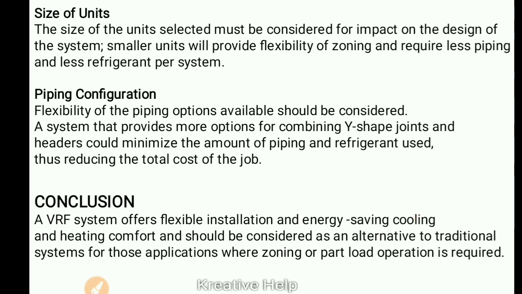The size of the unit selected must consider the impact of the design, and a smaller unit provides flexibility of the zone impact, less piping, and less refrigerant as per the requirement. And for piping configurations, we are just going to take the number of Y joints. Y joints are a requirement. This is a very important thing in the refrigerant VRV system, to minimize the amount of refrigerant used. So the conclusion is that installation, energy saving and cooling should be considered. This is a very good option if we compare it with the traditional system.